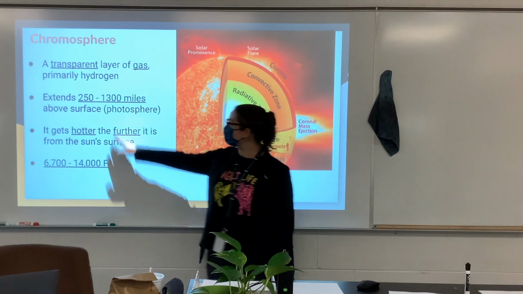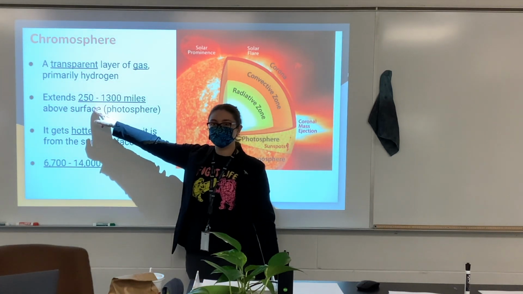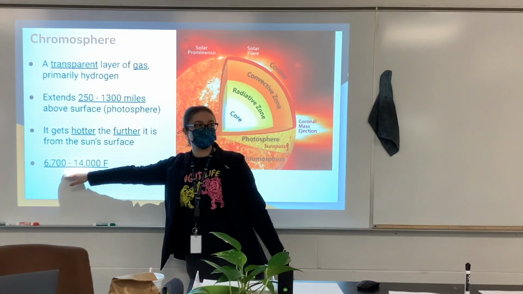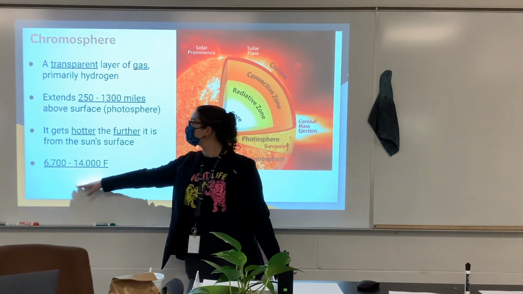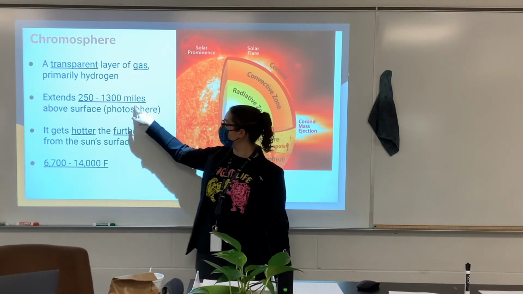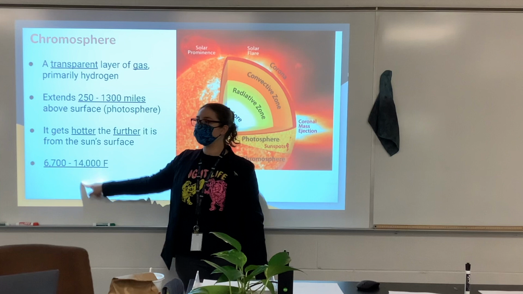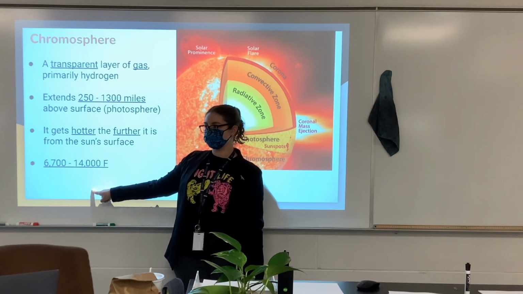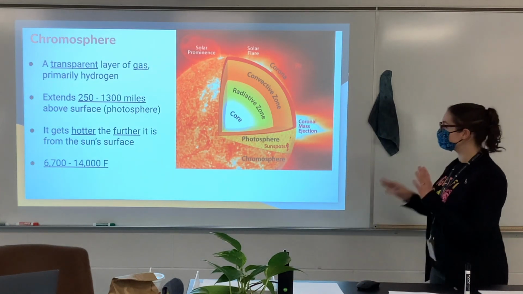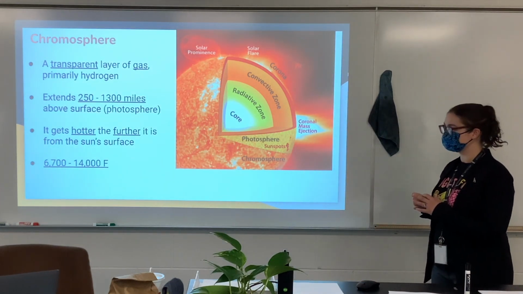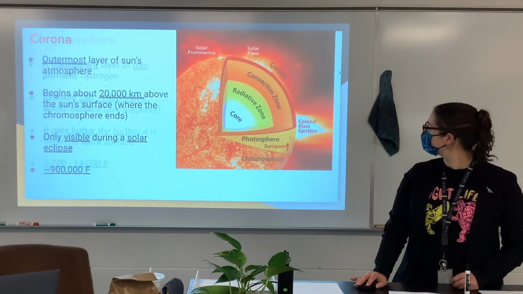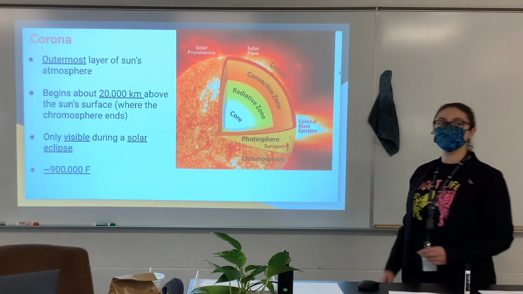So at the end of the photosphere, 250 miles above the surface, it's more like 6,700 degrees Fahrenheit. However, when you get to the top of the chromosphere, 1,300 miles up, it's more like 14,000 degrees Fahrenheit. So it starts to get a little funky with that. Even more so with the corona.